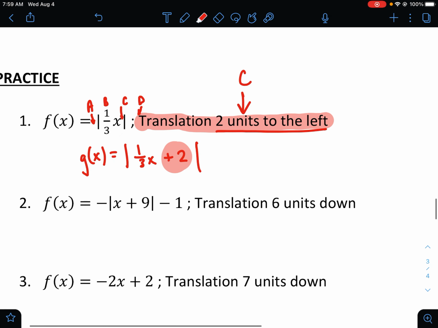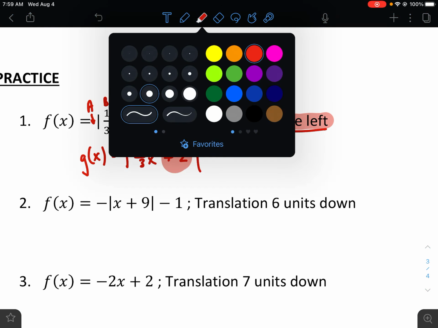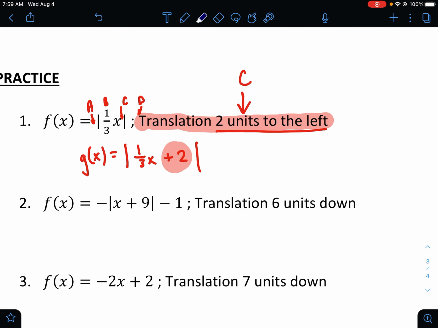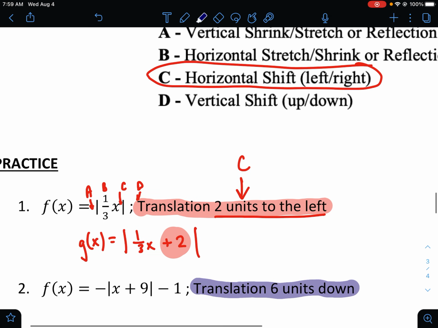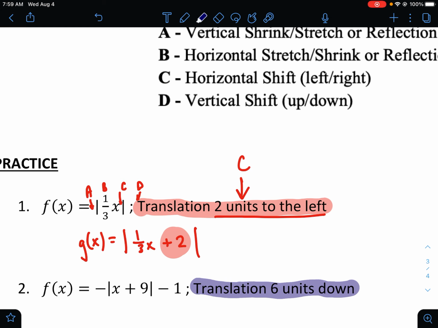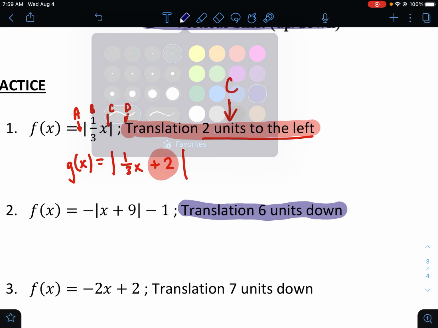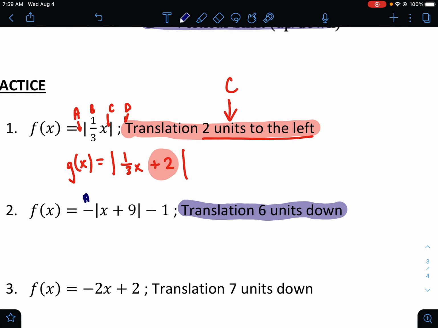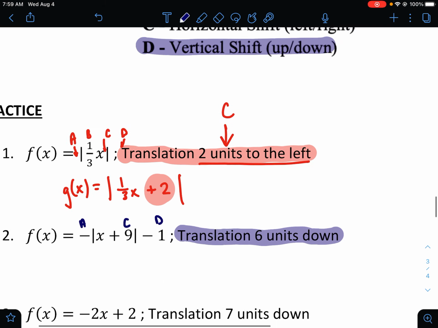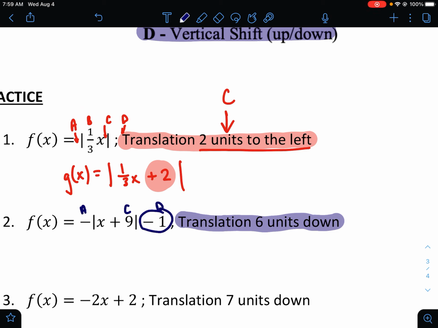So here in number 2, we have a translation of 6 units down. Let's change colors just so we have differences here. Translation of 6 units down. Well, you have to ask yourself, what affects down? That's this right here, D. Now, I do have an A. I don't have a B. I have a C, and I have a D. So I do need to affect this right here by shifting it down 6.